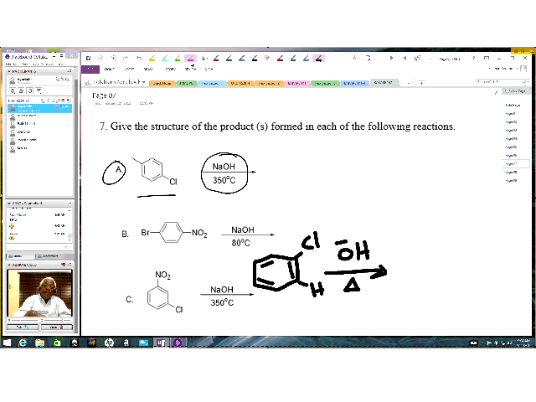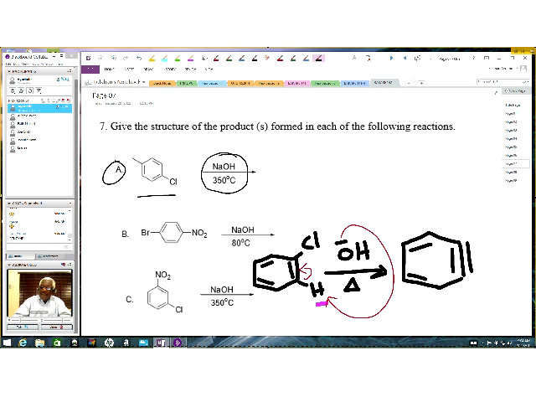What this will do, the hydroxide will pull off this hydrogen, will abstract this hydrogen, and when it does that, it leaves behind a pair of electrons. In other words, this is an acid-base reaction. The hydroxide comes here, pulls this off, leaving the pair of electrons behind. And then what do you get as an intermediate? You get this intermediate. This intermediate is extremely reactive. We call it benzyne.